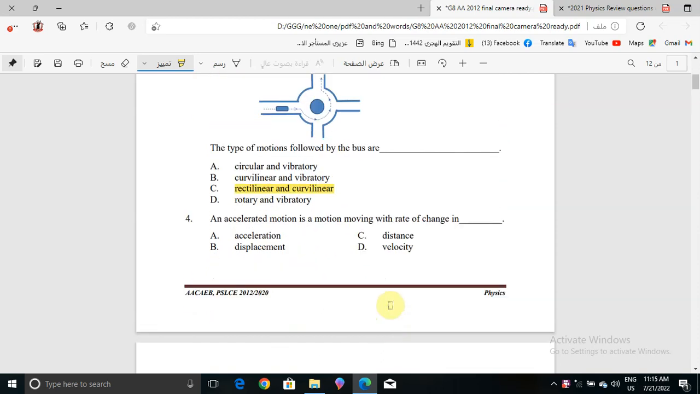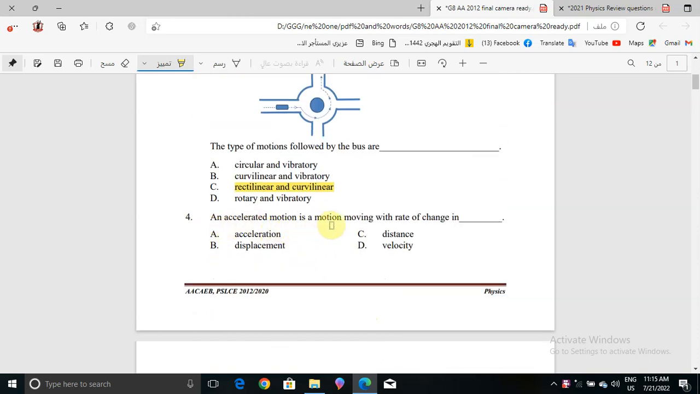Now, question number 4, what we have here? An accelerated motion is a motion moving with rate of change in what? Acceleration, displacement, distance, or velocity. He said accelerated motion is a motion moving with rate of change. So it will be velocity. When velocity is constant, acceleration is changing.